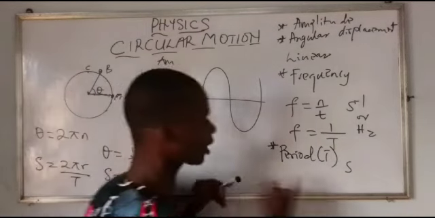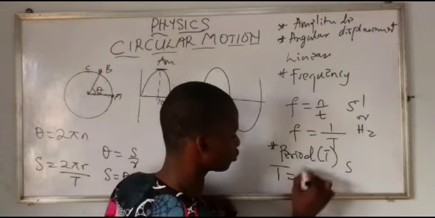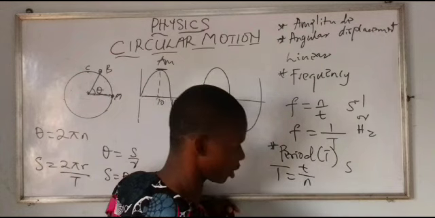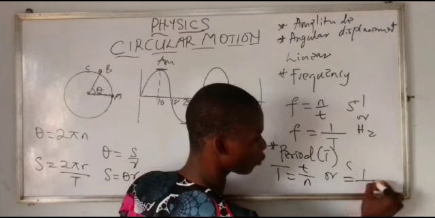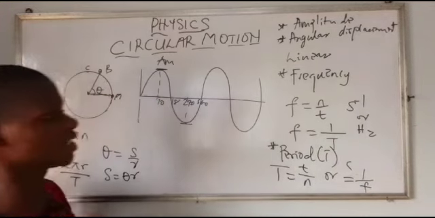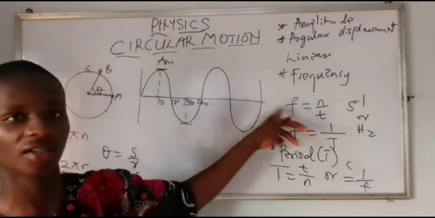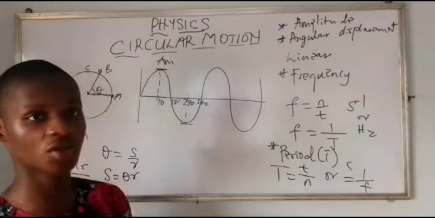Now, what is the formula for period? Period has the formula T equals t over n, which is also the same thing as T equals 1 over f. So what does that mean? It means that the period and frequency are inverse of each other. So take note of that.